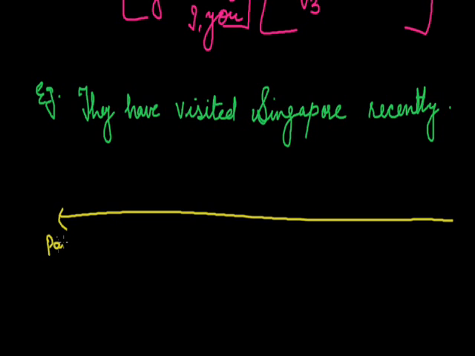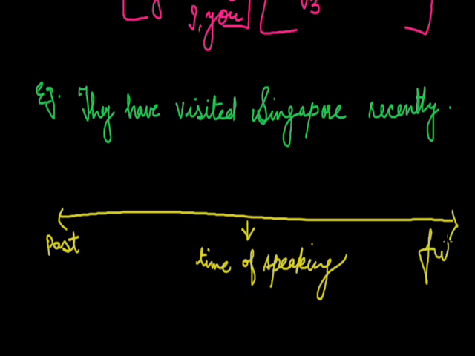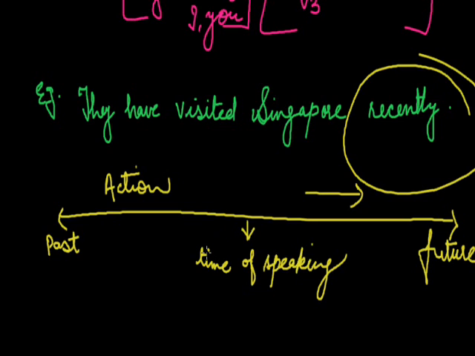This is past. Okay. And this is time of speaking. This point is time of speaking. And this is future. So at the time of speaking, some action is done, and in the past, this started action in the past, and at the time of speaking, it is completed and its impact is there, because recently is written. Recently means for some time, right?